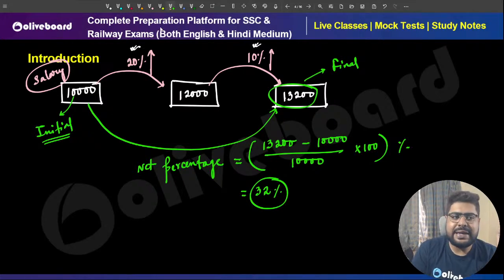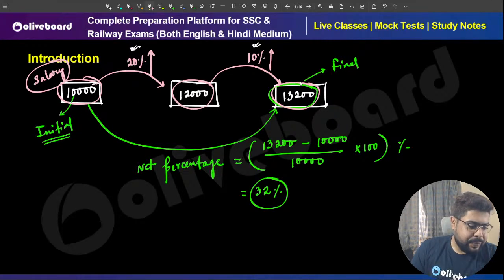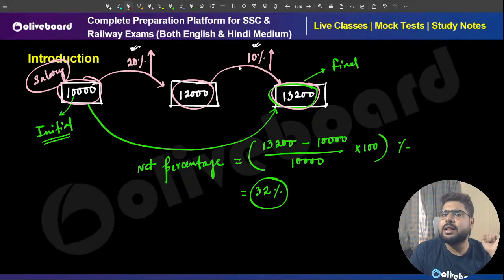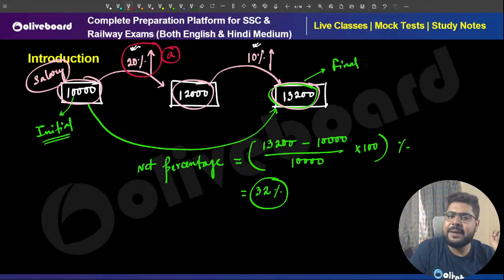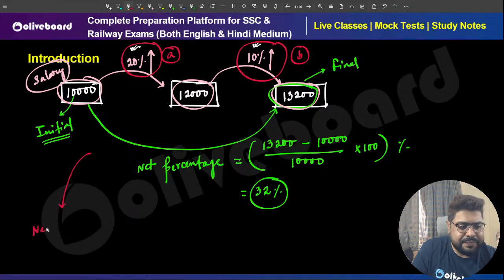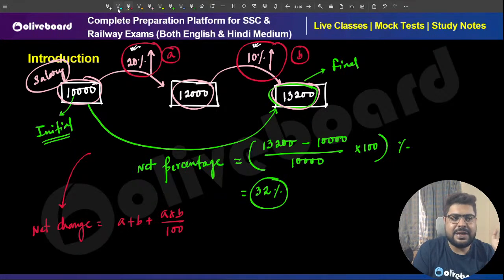Now, please understand, what does AB theorem do? AB theorem allows us to avoid all these steps. If we know AB theorem, we can always avoid all these steps. Instead, this is your first percentage change, that is A. This is your second percentage change, that is B. So net change will be A plus B plus A times B by 100. You will see, we will get the same answer.